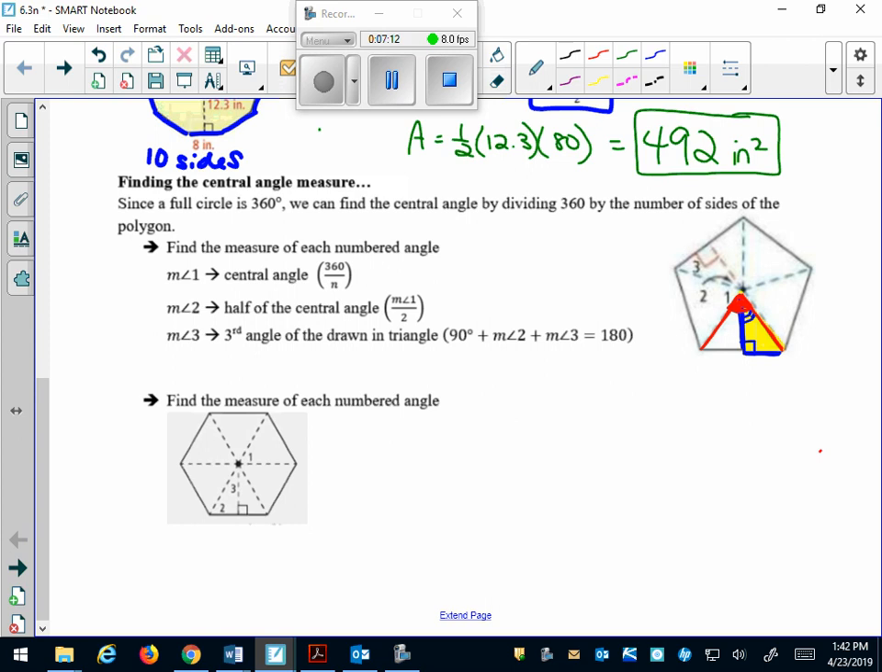Good. 360 divided by the number of sides, or the number of central angles, is going to give us the degree measure of each angle. So they have that labeled angle 1. You see this angle 1 right here? That's a central angle. So we did 360 divided by 5, and angle 1 is going to be 72 degrees.